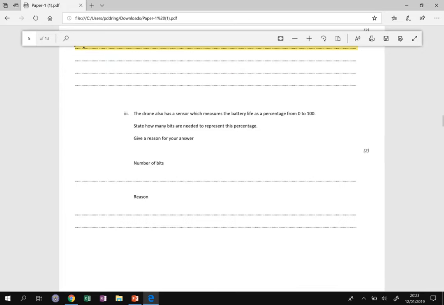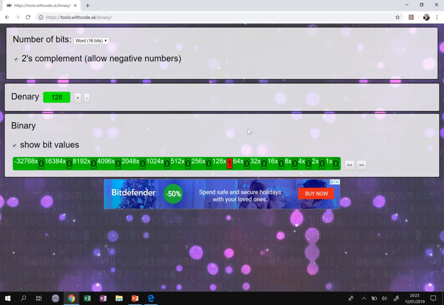The drone also has a sensor which measures the battery life as a percentage from 0 to 100. State how many bits are needed to represent this percentage and give a reason for your answer. So we need a number from 0 to 100, 1 mark for the number of bits and 1 mark for the reason. So let's have a look.